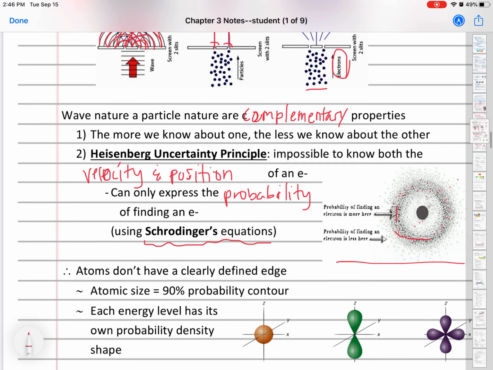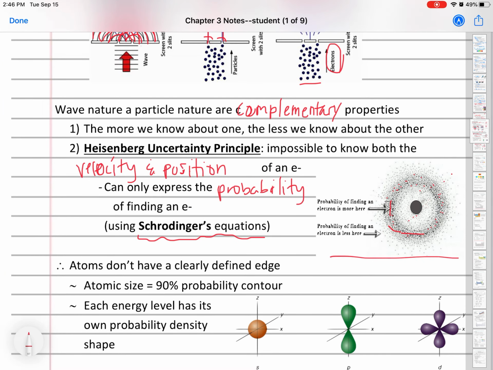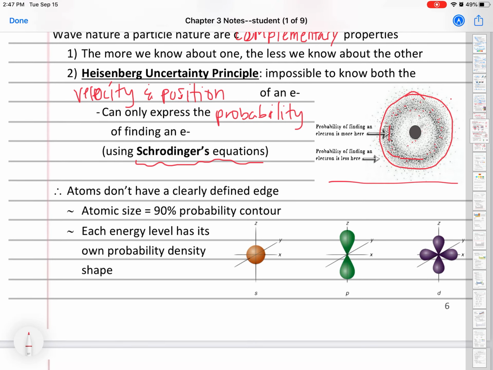So when we are talking about the size of an atom, atoms don't have a discrete, exactly defined edge. The electrons are always moving around. They're kind of fuzzy. So the atomic size is really more like a probability contour, a 90% probability contour, the area where we're 90% confident that the electron can be found, but it won't be 100% found there.